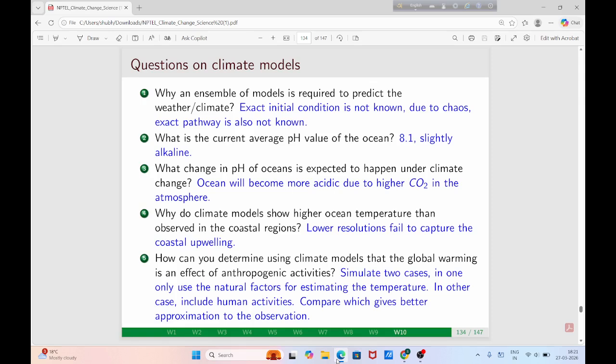Fine, then the next question is, why do climate models show higher ocean temperature than observed in the coastal regions? Okay, so there is a question.